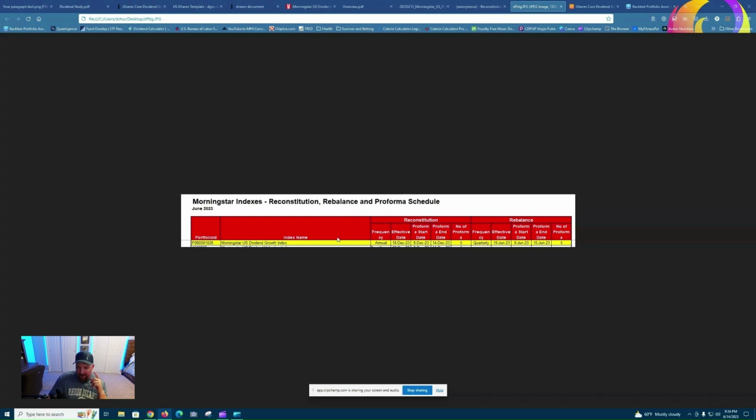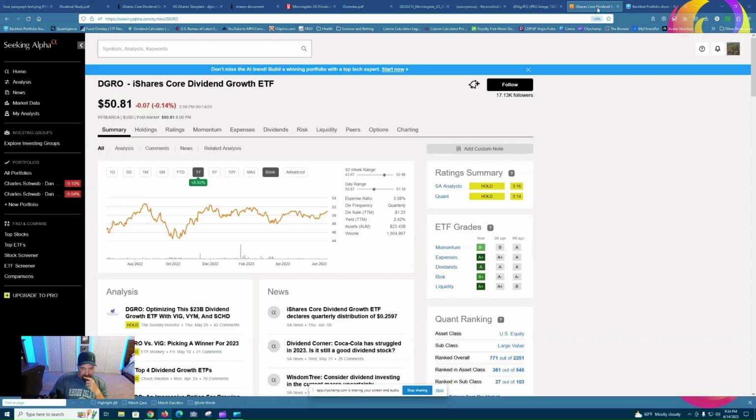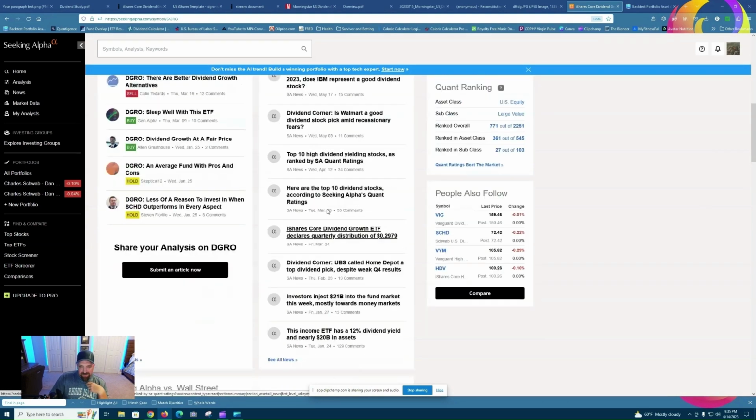So here's the reconstitution. I pulled this from their spreadsheet. Reconstitution is in December. It's when they put it back together. They reconstruct it once every year. So they pull out stocks and they put new stocks in. All right. Rebalance. They don't change the stocks, but they change the percentage allocations in the fund. So they're doing that quarterly. That's typical.